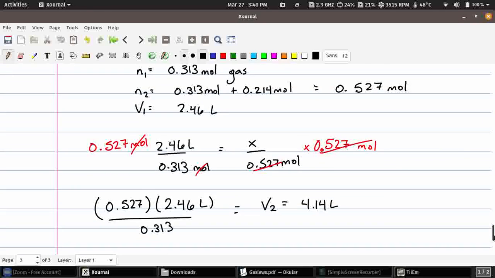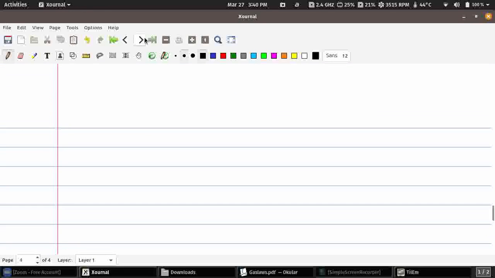Okay, so now we're going to go over Gay-Lussac's law. I'm going to do a separate video for ideal gas law, because that one's a little trickier. Not really, but it's just different. So, Gay-Lussac's law.